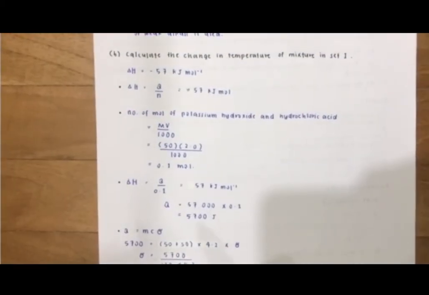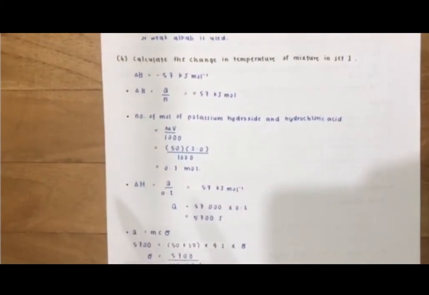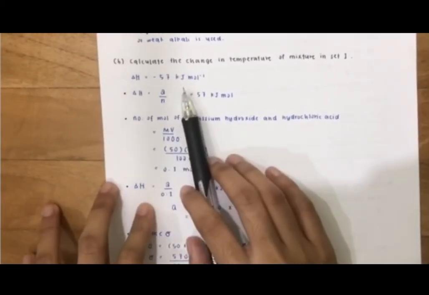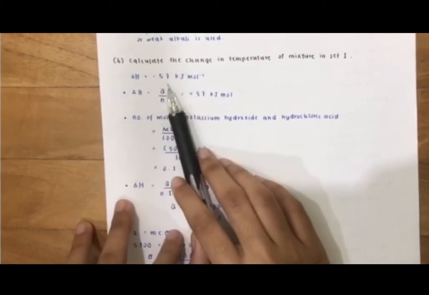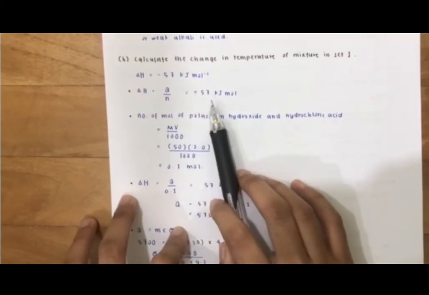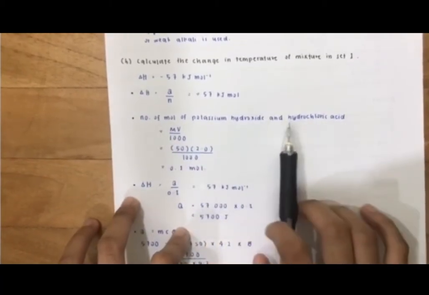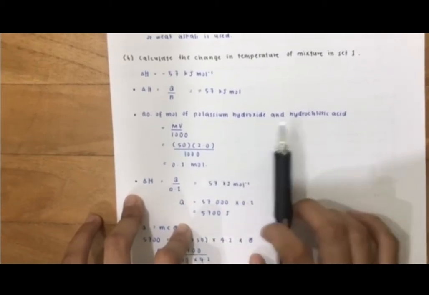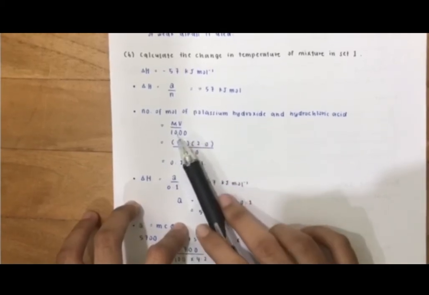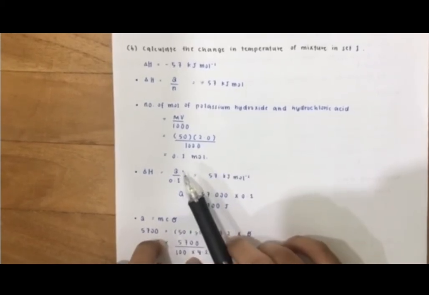For question 7b, it asks us to calculate the change in temperature of the mixture in set 1. As we can see in the table, the heat of neutralization in set 1 is 57 kJ per mole. So to calculate the heat of neutralization, we use the formula Q over n. So Q over n is equal to 57 kJ per mole. Next is to calculate the number of moles of potassium hydroxide and hydrochloric acid used. Since both of them use the same concentration and volume, we just substitute the values into the formula MV over 1000. So 50 times 2.0 over 1000 is equal to 0.1 mole.